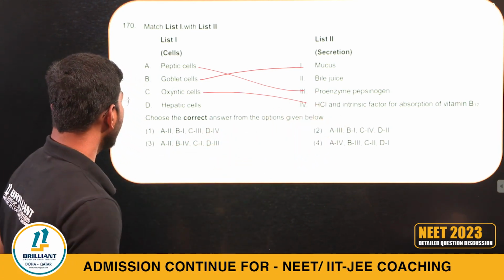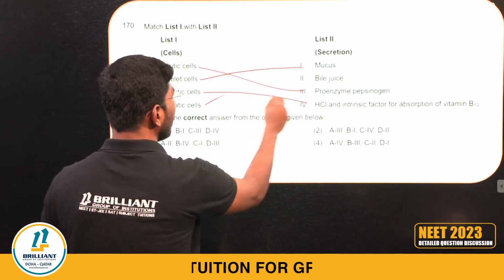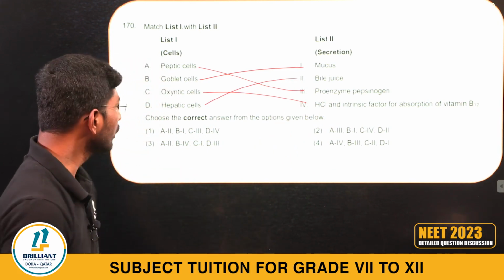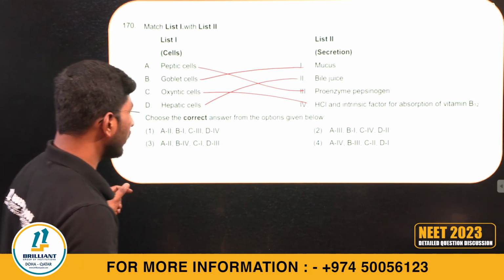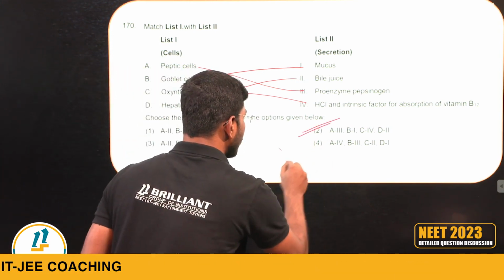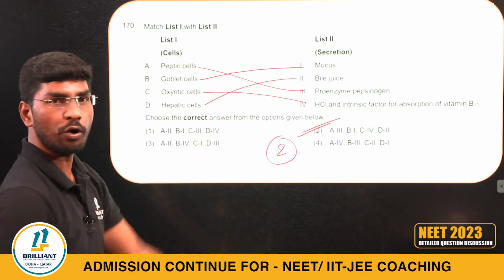Next, hepatic cells secrete bile. Hepatic cells are present in the liver. So what is the right answer? 3142 is the right answer. Option 2 for 170.